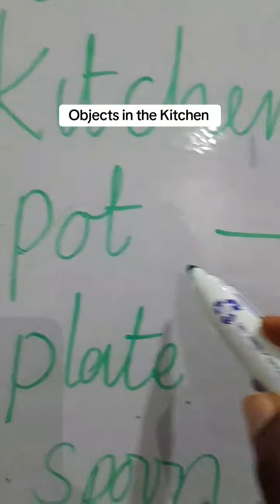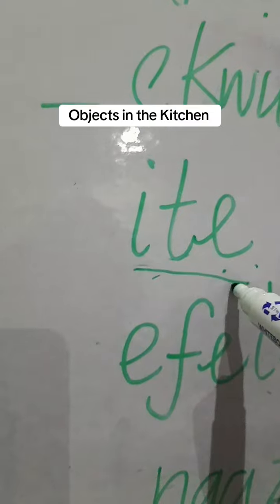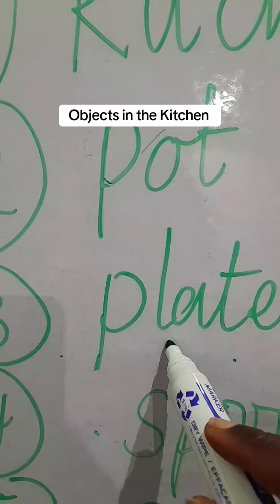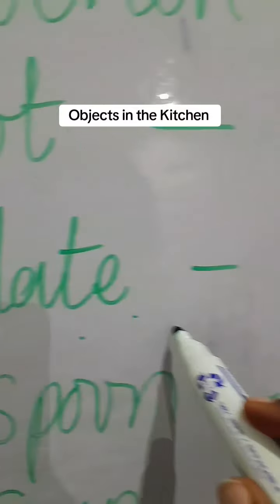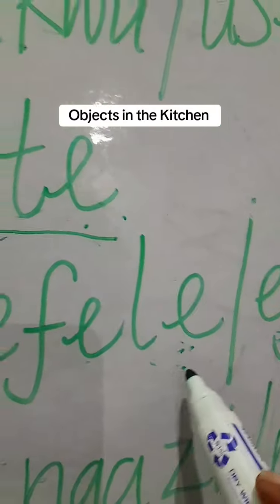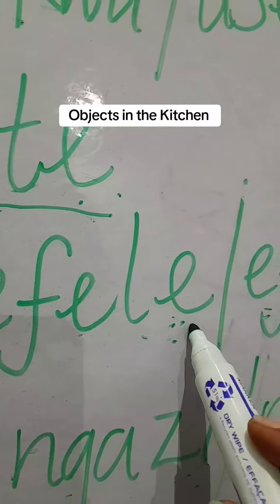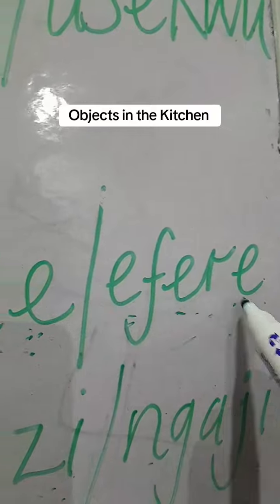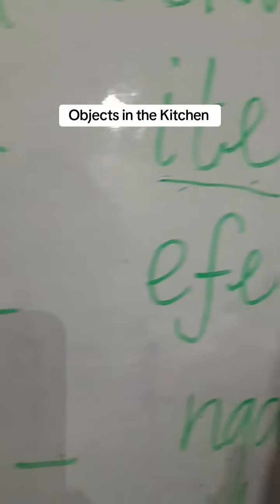So we have pots and we have ite. We have plate. After that, our plate is called efele, or efere, depending on the dialect.